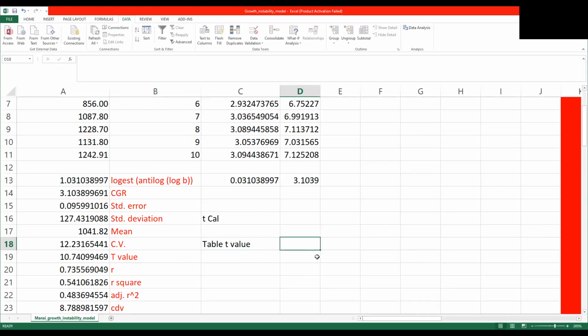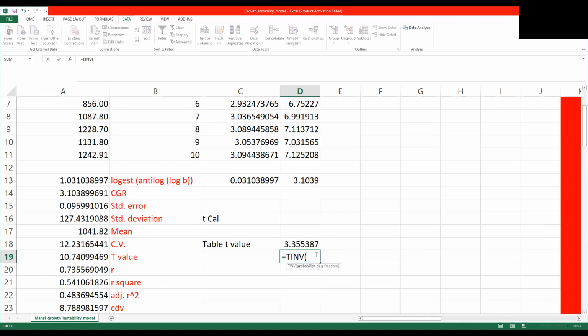We can use a simple formula, TINV. It will ask for the probability as well as the degrees of freedom. We know the degrees of freedom is n minus 2. We have 10 observations, so it is 8. Then the probability can be 1%, 5%, 10%. For 1%, the probability is 0.01, then 8, which gives 3.35.